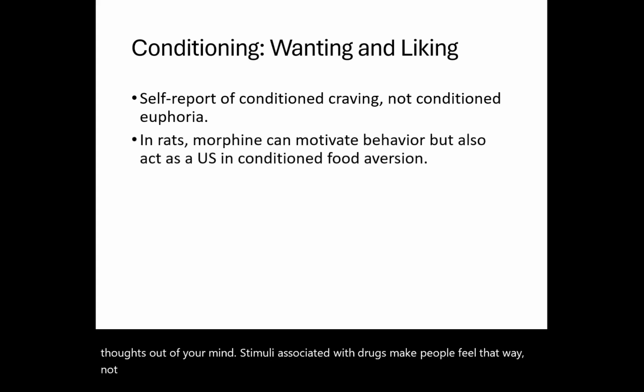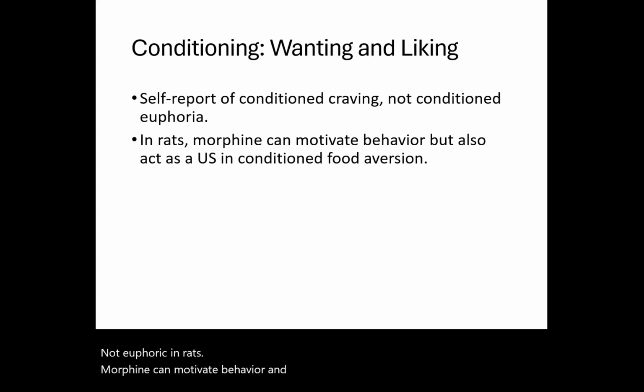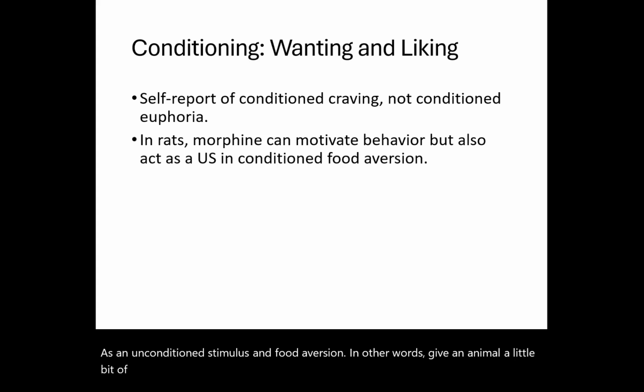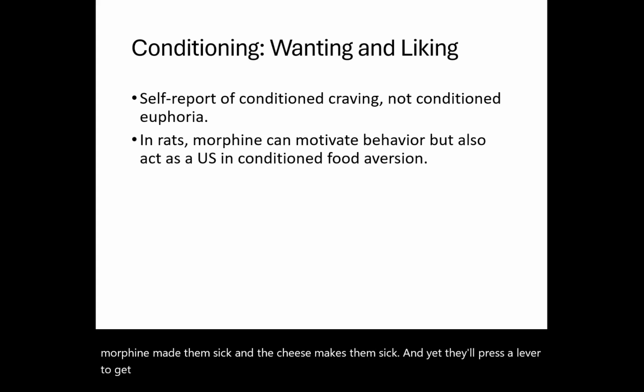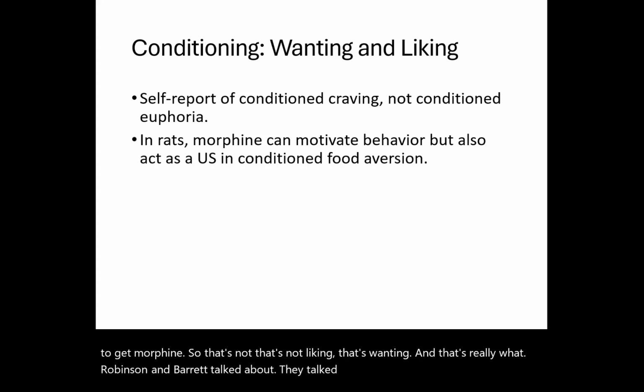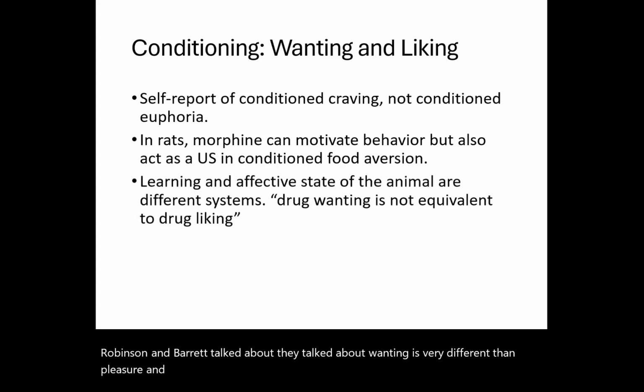In rats, morphine can motivate behavior and yet still can act as an unconditioned stimulus in food aversion. In other words, give an animal a little bit of cheese, inject them with morphine, they won't eat the cheese anymore because the morphine made them sick and the cheese makes them sick. And yet they'll press a lever to get morphine. So that's not liking, that's wanting. And that's really what Robinson and Berridge talked about. They talked about wanting is very different than pleasure and liking. Drug wanting is not equivalent to liking.